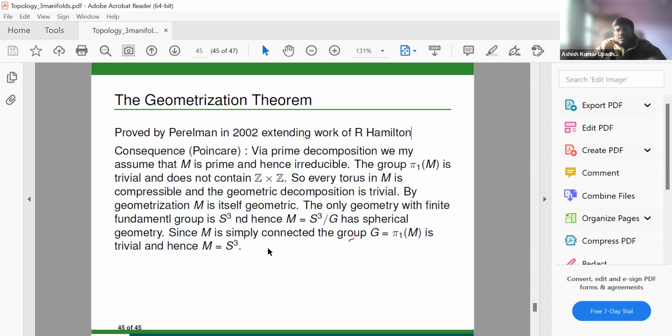Is it clear to everyone? Okay. Very good. I mean, a small description. It was important to say that yes, the Poincaré conjecture now stands proved because the bigger result, the geometrization conjecture, stands proved.